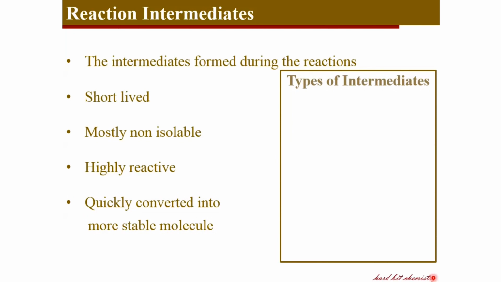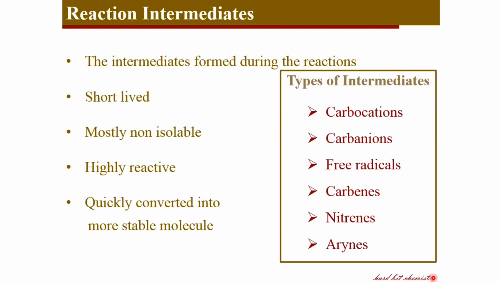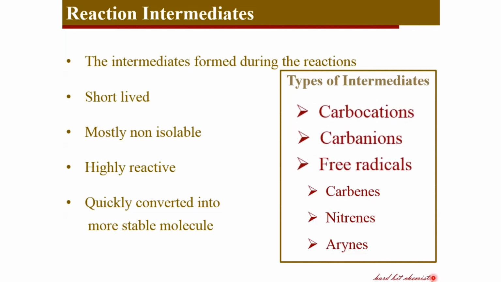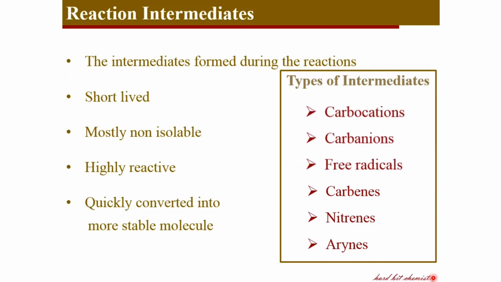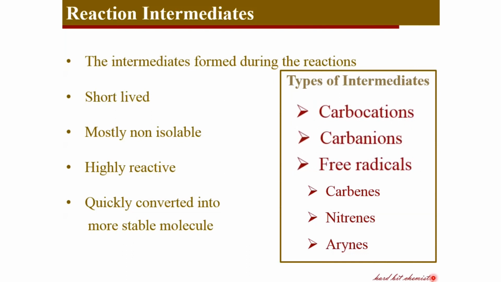And there are different types of reaction intermediates like carbocations, carbanions, free radicals, carbenes, nitrenes, arynes, etc. But in this discussion, we will focus on carbocations, carbanions, and free radicals. We will shortly see the structural stability aspects of these three.